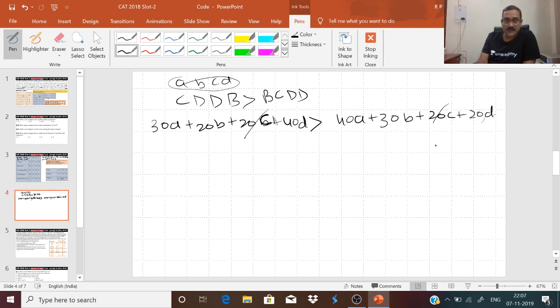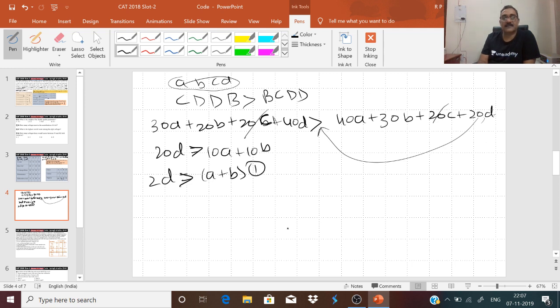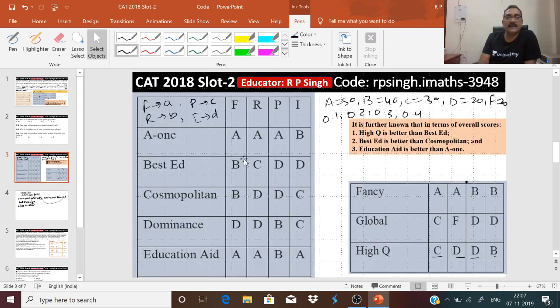if I transpose this towards this side, D towards this side, and A and B towards this side, what we get? We get 20D as 10A plus 10B. So guys, you can say we got one relation, that is 2D is A plus B. In fact, not equal to, greater than. 2D is more than A plus B. We got the first relation. Now let me use the second condition.